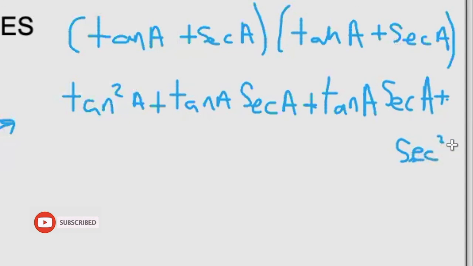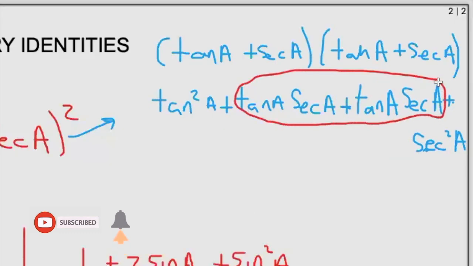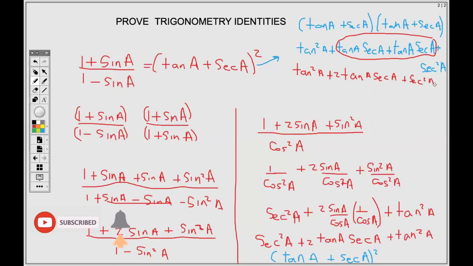We realize the center terms are the same, so we can go ahead and add to get 2 tan A sec A. And as you can see, it's the same result as what I was explaining, that the second to last line is the expansion of tan A plus sec A all squared.